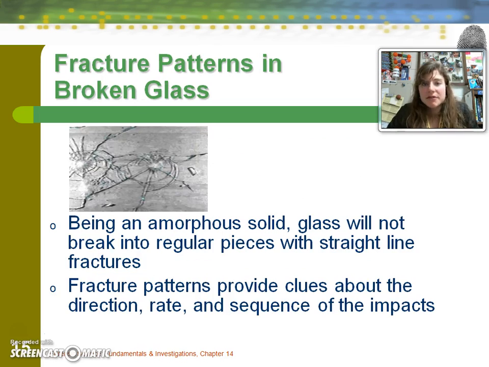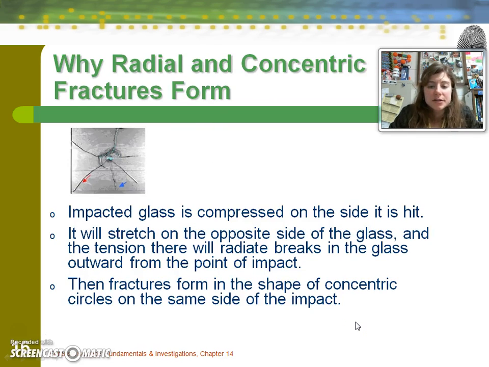The other thing that can be evaluated is the fracture pattern. This can tell us a little bit about the story that may have happened at the scene of a crime. So because glass is an amorphous solid, we can't always predict the ways that those fracture patterns will happen. So it can tell us about the direction, rate, and sequence of the impacts. So for one thing, the glass tends to stretch on the opposite side of the impact. I'll show you a picture of this in just a minute.